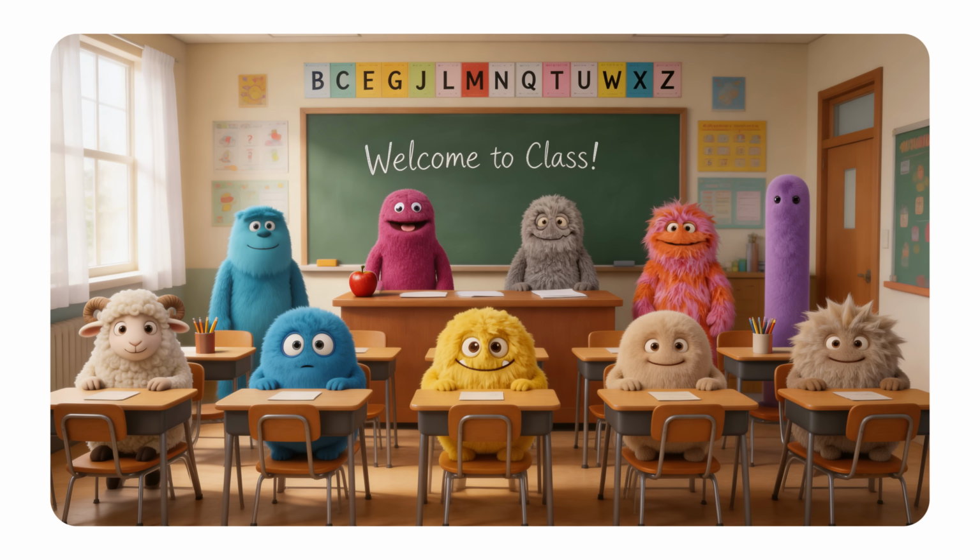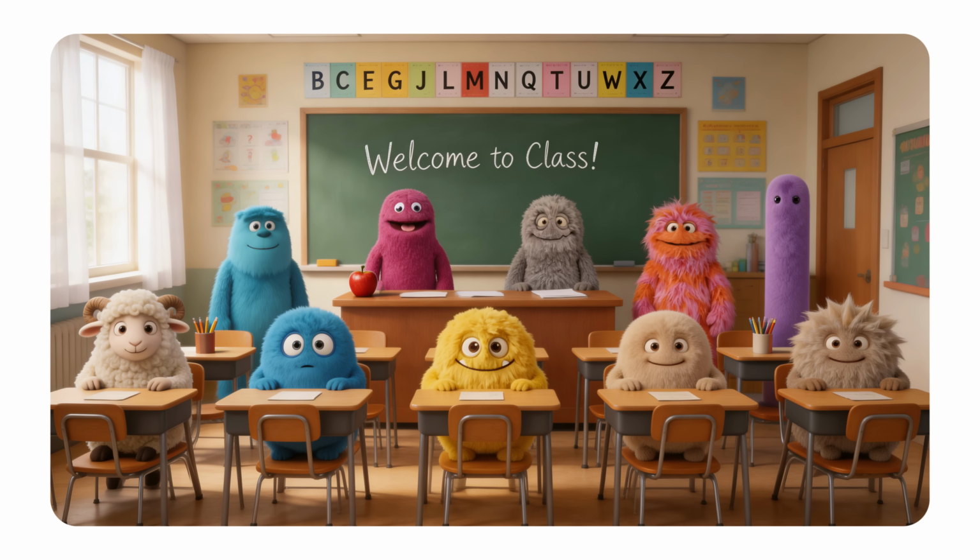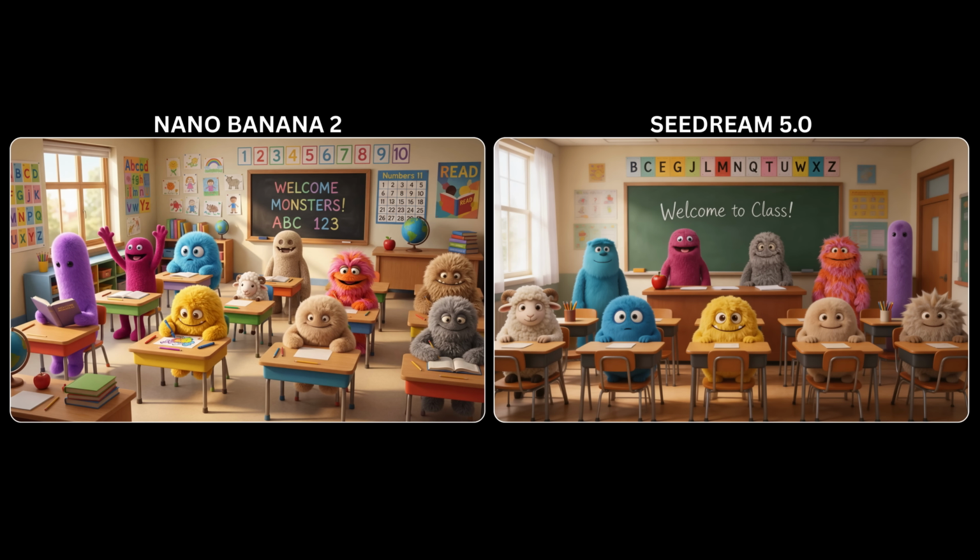At first glance, the Seedream 5 image also looks visually appealing, and it correctly shows 10 characters inside a classroom environment. However, when we inspect the characters more carefully, a critical issue appears. One of the original monsters provided in the references is missing from the scene. Instead of preserving the original character, the model appears to have generated a new blue monster that was not present in the reference set. This means the model maintained the correct total count of 10 characters, but it failed to preserve the exact identities of the reference monsters. For this reason, Nano Banana clearly performs better in test number 8, multi-image blending.